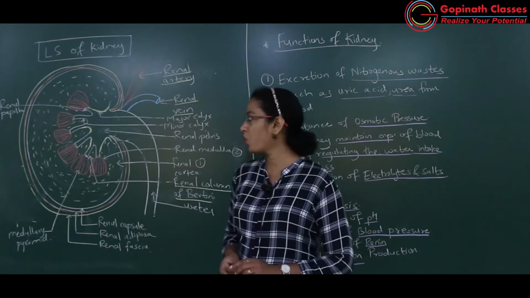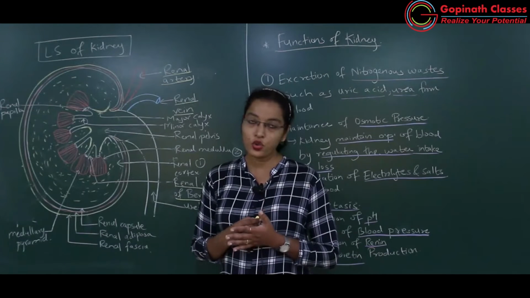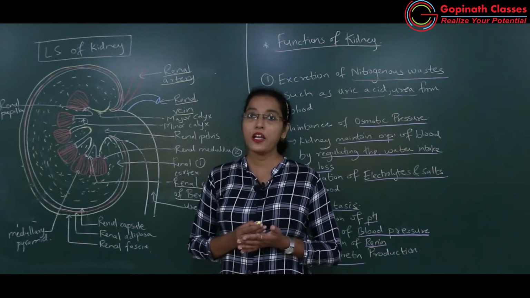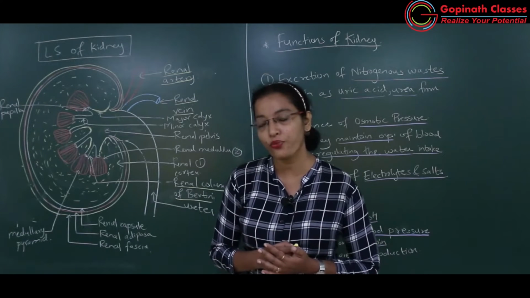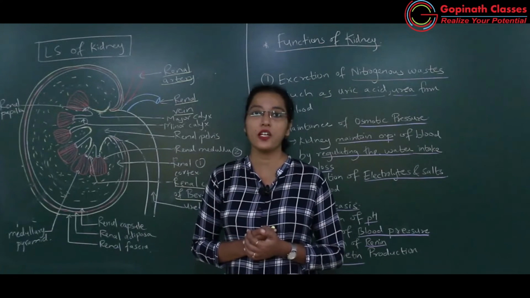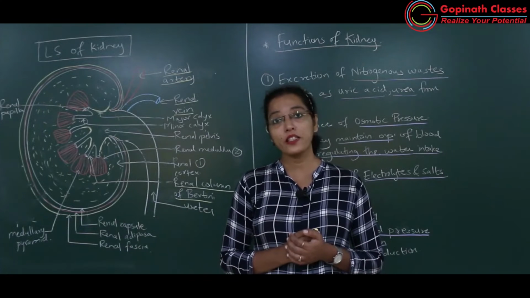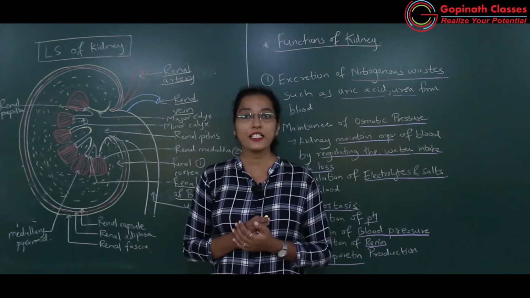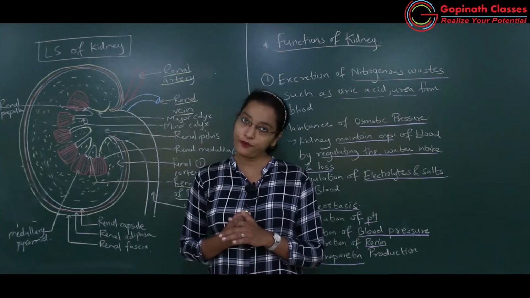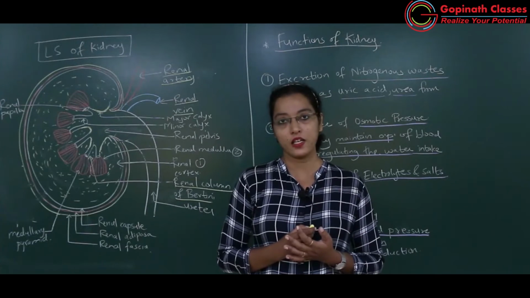Okay, got it? So here we have just revised the LS of kidney. So all of you understood the internal structure of the kidney, and what is the structural and functional unit of kidney? Nephron. Each and every kidney has 1 million nephrons. How many nephrons are there? 1 million nephrons. And these nephrons cannot multiply. Neurons cannot multiply, nephrons also cannot multiply. So one kidney has 1 million nephrons.